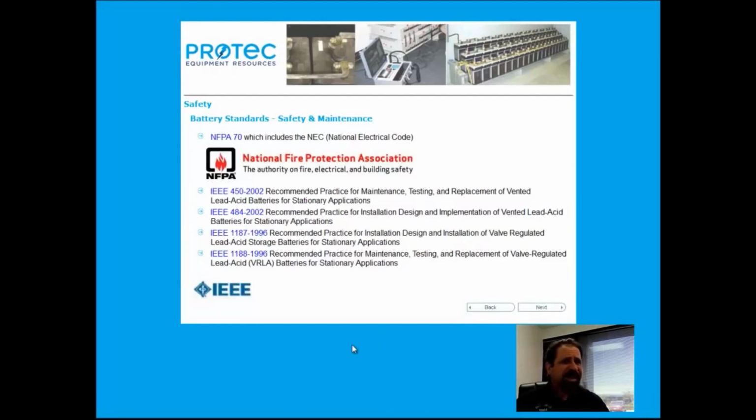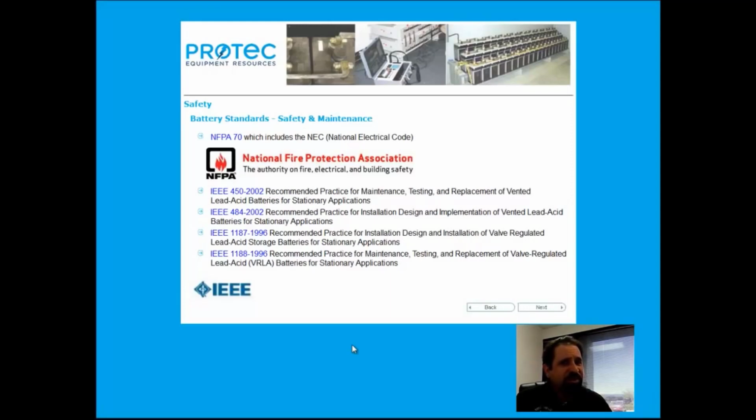And here we see again some of the recommended practices and safety governing documents. The NFPA 70, which includes the NEC or National Electrical Code. The NFPA is the National Fire Protection Association. We also have various IEEE recommended practices.